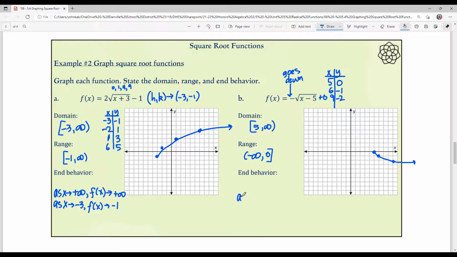Then my end behavior: as x approaches positive infinity, my f of x looks like it's going down, so it's approaching -infinity. On the other side, my x can only go as far as 5, so my f of x is going to approach 0.